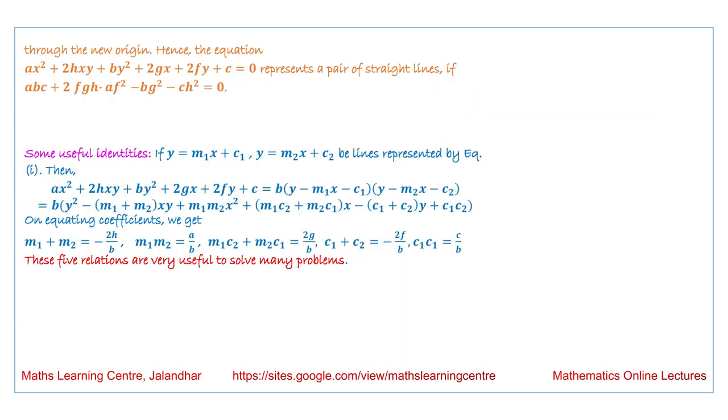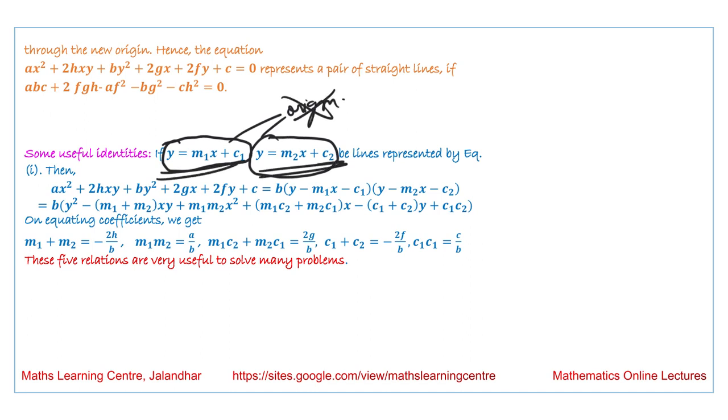Now in certain problems, we have to use the result in this way. Suppose we have two equations, one is y = m1x + c1, the second is y = m2x + c2. Now these are not passing through the origin. We are talking about the general equation of straight lines.